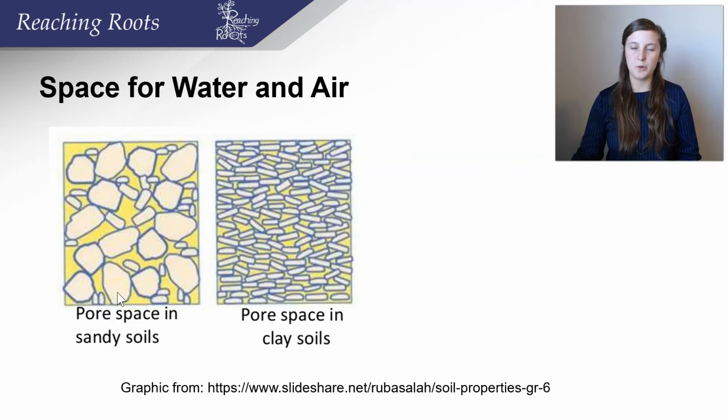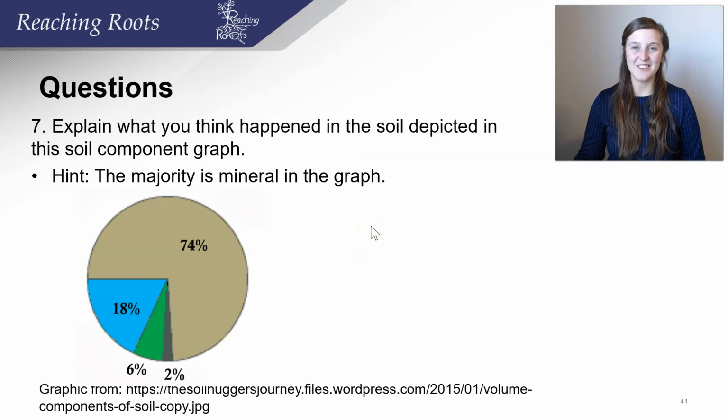Now we're going to pause to answer a question that's on your worksheet or found in the description below. This is a pie chart showing what is making up this soil. The majority of the soil is minerals. Then we have water and air space and organic matter, but the majority is minerals. What do you think happened to this soil depicted in this pie chart? Hint, the majority of the graph is minerals. Please pause the video and see what you think.